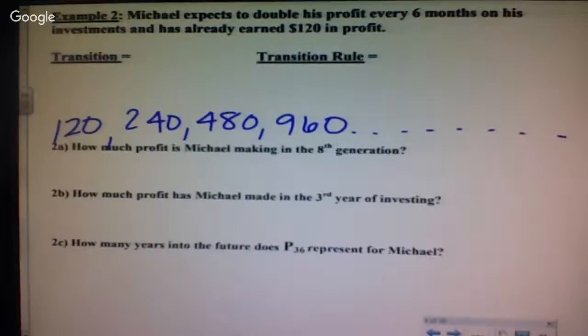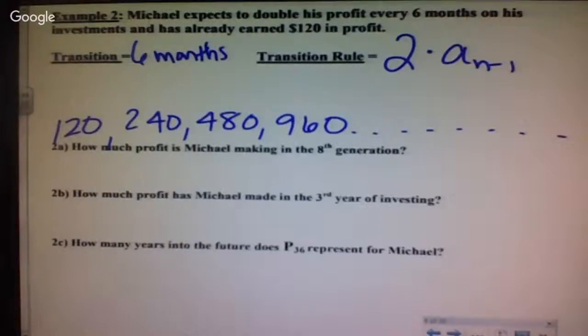So my transition rule: you said doubling means times 2, so 2 times your previous number, 2 times a sub n minus 1. What's my transition in this one? 6 months. Which means how many times a year then? Twice. Every 6 months means twice a year.